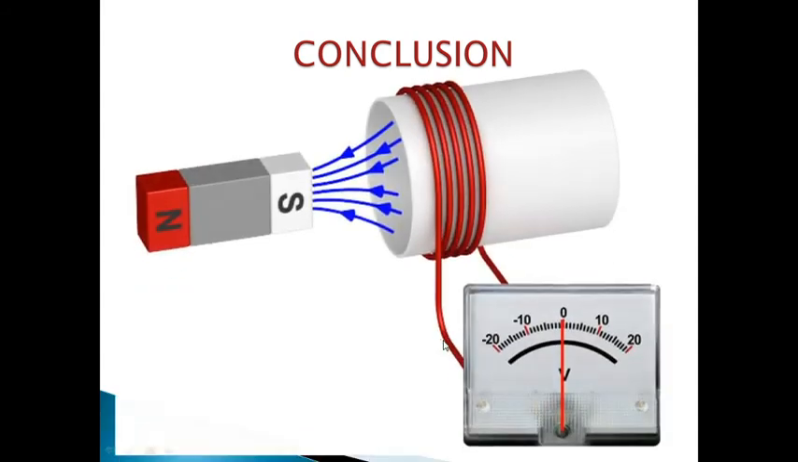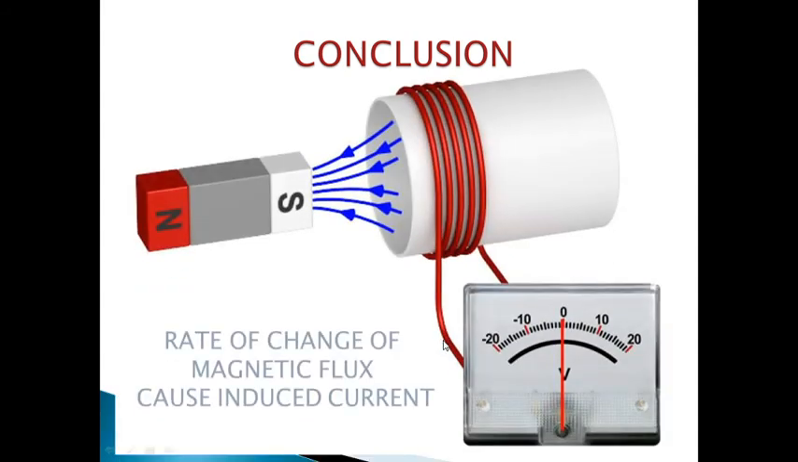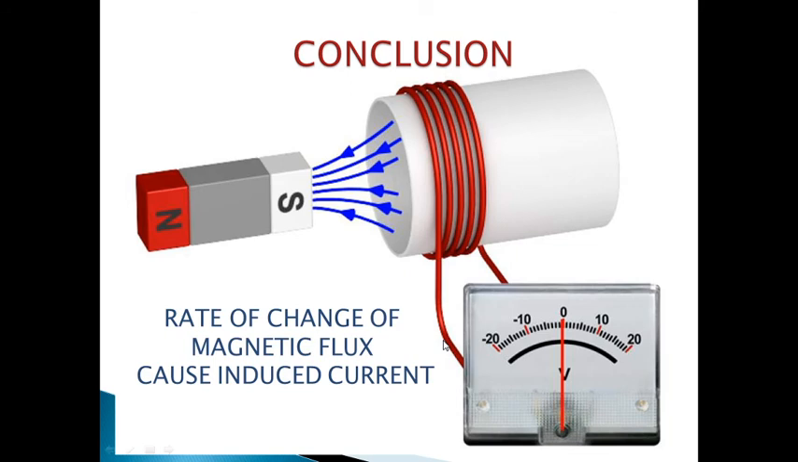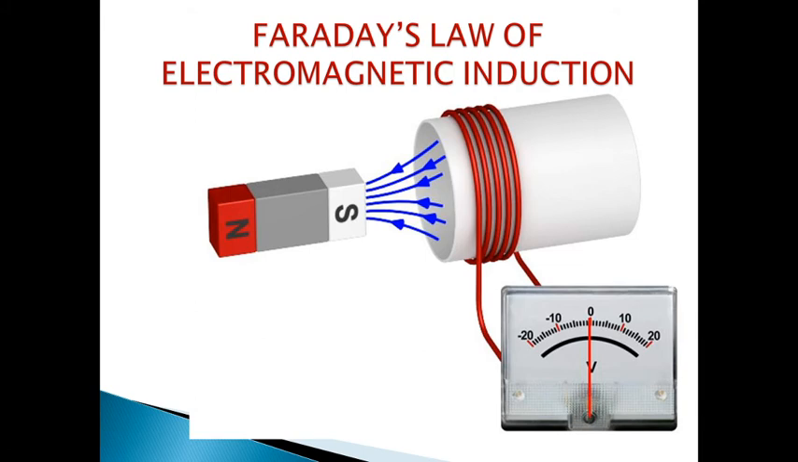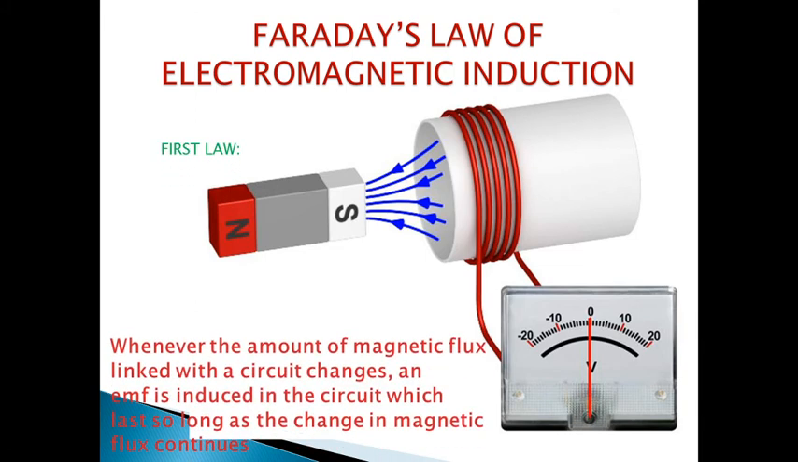So from all of them, the conclusion which was drawn was that rate of change of magnetic flux was the cause of induced current. Then Faraday's law comes. The first law is, whenever the amount of magnetic flux linked with the circuit changes, an EMF is induced in the circuit, which lasts so long as the change in the magnetic flux continues. Till the time there is a change in the magnetic flux, there will be current or EMF induced. The moment the change in the flux stops, the induced current or induced EMF will also stop.